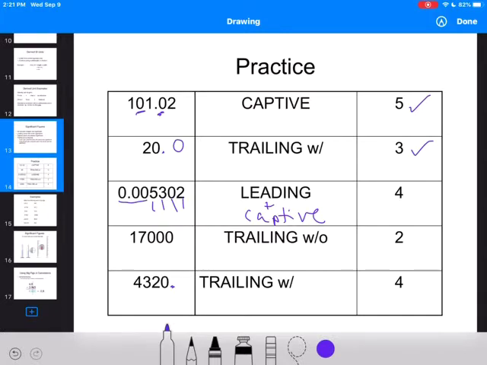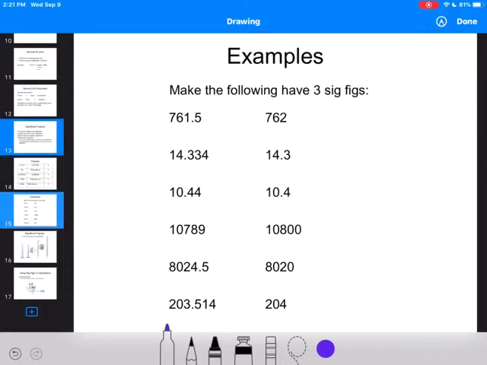I can see, of course, my 1 is significant, my 7 is significant, and these trailing zeros are not significant because there's no decimal place. So 17,000, even though I wrote down 5 digits, only 2 of them are considered to be significant. So this one's a rough one right there. The last value, back to something a little easier, trailing with the decimal place, all 4 of those are significant, so piece of cake there.